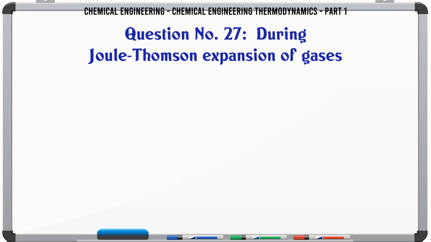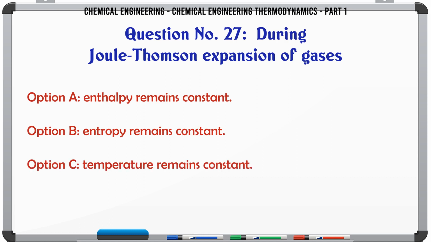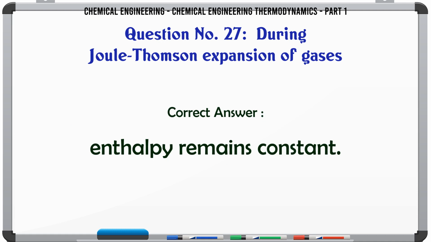During Joule-Thomson expansion of gases, A. enthalpy remains constant, B. entropy remains constant, C. temperature remains constant, D. none of these. The correct answer is enthalpy remains constant.